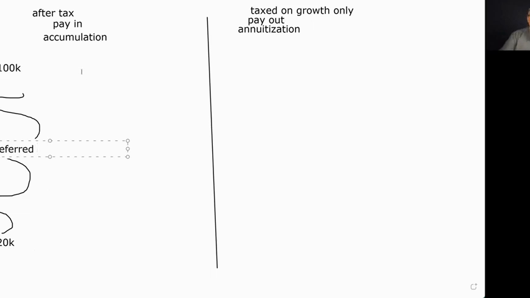But now when you want to take it out, if you decide right here at 100 grand, you have a bunch of choices. You can say, you know what? I just want to withdraw the 100. Well, that's fine, but you're going to pay taxes on this 80 grand.